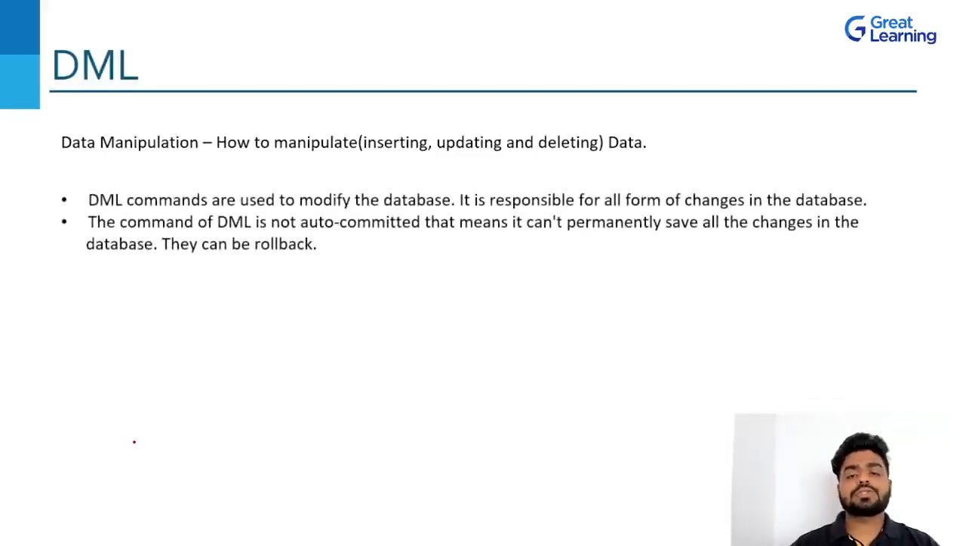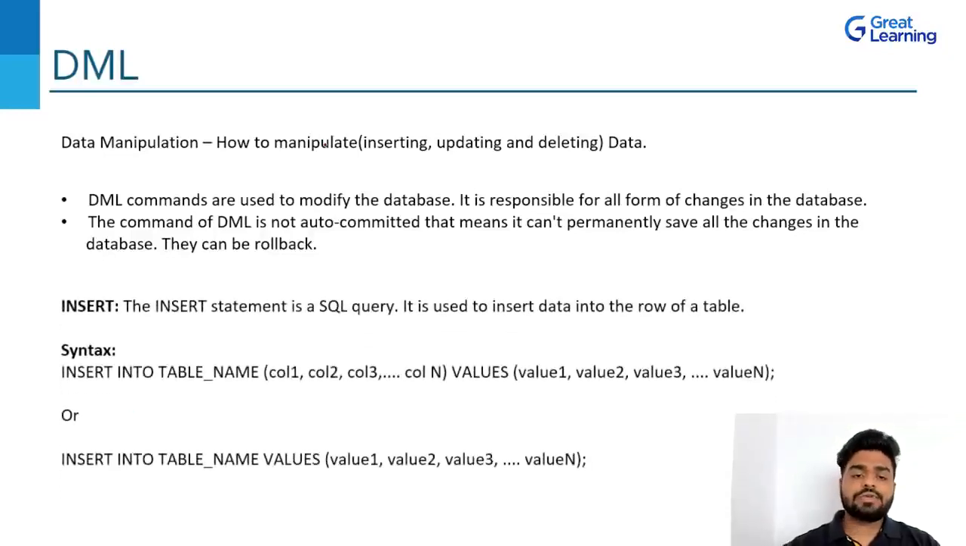Now, DML commands are used to modify the database. It is responsible for all form of changes in the database. The commands of DML are not auto-committed. Remember that DDL is auto-committed, but this is not auto-committed. That means it can't permanently save all the changes in the database. It can be rolled back. It can be undone.